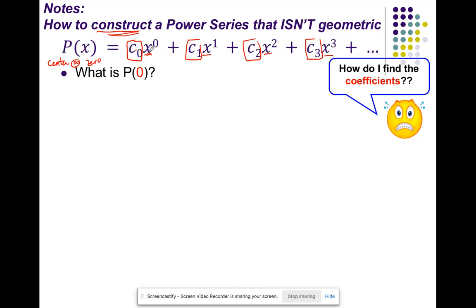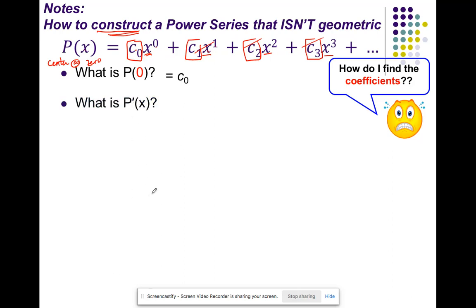Well, remember, x to the 0 is really a 1, right? This is going to be x to the first, plug in 0, x squared, right? Do you see how all these terms are going to go away? And I just get c sub 0 times x to the 0, which is just a 1.